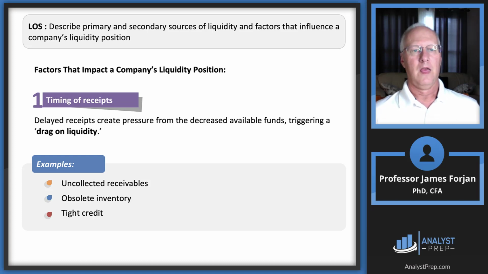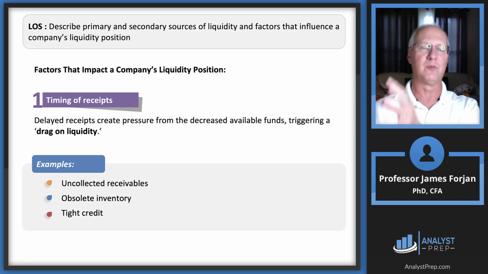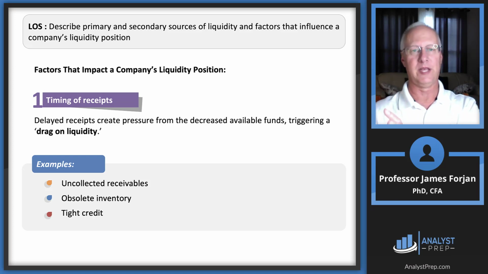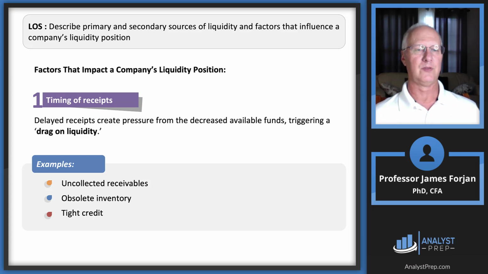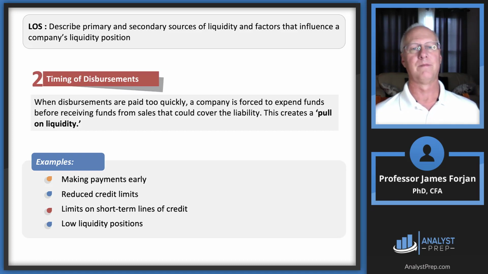All right, how about timing of receipts? Of course, what a business wants to do is pay its payables at the last possible moment until there's a penalty imposed, and collect its accounts receivables at the first possible moment, which is like immediately, right? So notice that sentence under the timing. Delayed receipts create pressure from the decreased available funds. So uncollectible, obsolete inventory, and tight credit.